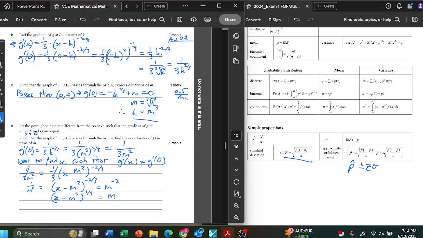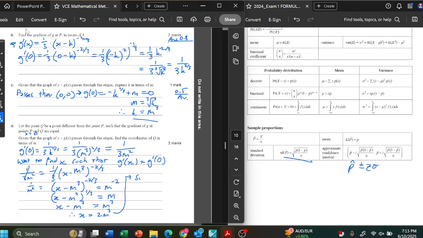And then we can just cube both sides here. So this gives us that x minus m cubed is equal to m cubed. I've just taken that to the power of 3 and then this one to the power of 3. And then I'm going to add m cubed to both sides. And then we can find that x is equal to 2m cubed. Awesome. Okay, we're almost there. So now we've got the x coordinate of this point, rather. We want the overall coordinates of Q.